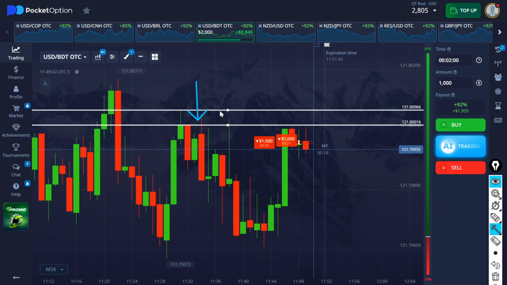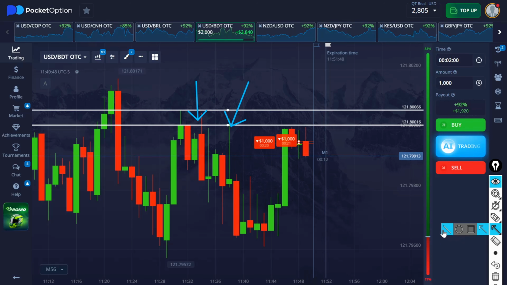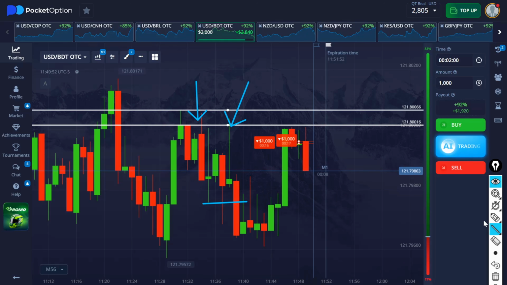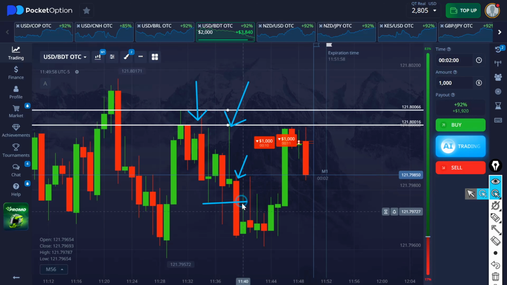Okay, so this was the first point, and this was the second point, because the second point actually broke the low, right? You see the break was right here. This candle broke it, so this is the second point.